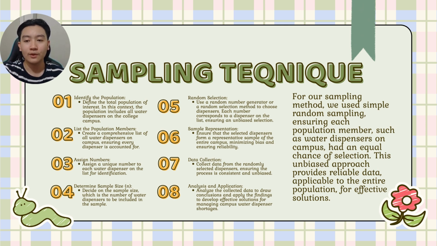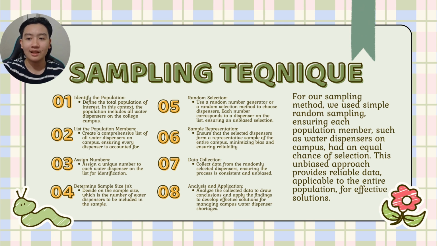And for the fourth technique, determine sample size. Decide on the sample size, which is the number of water dispensers to be included in the sample. For the fifth technique, random selection. Use a random number generator to select and choose dispensers. Each number corresponds to a dispenser on the list, ensuring an unbiased selection.